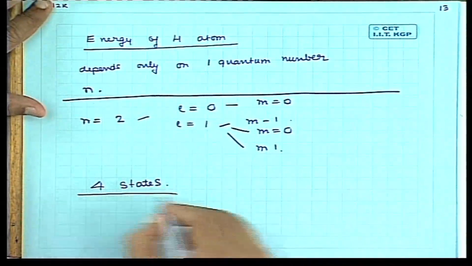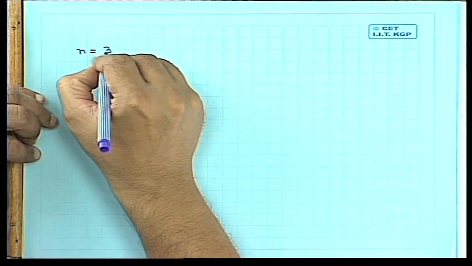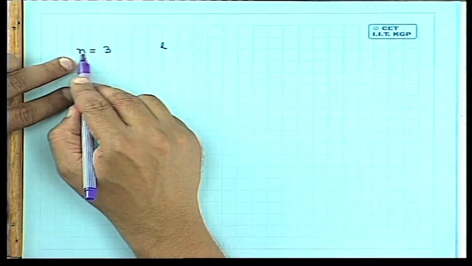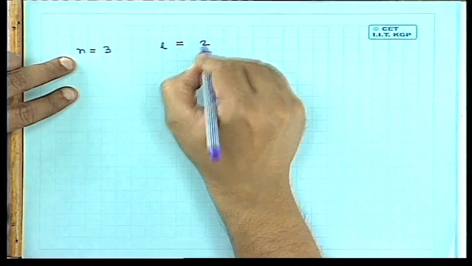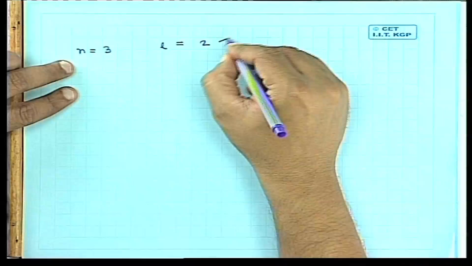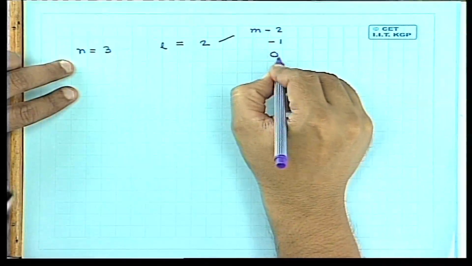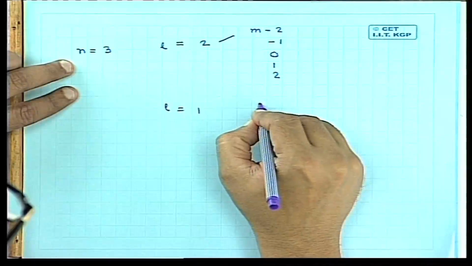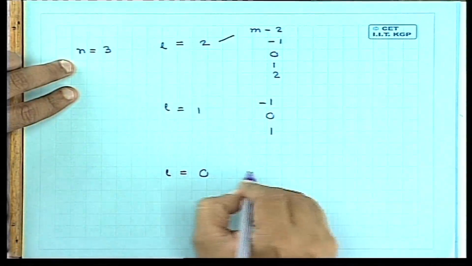Similarly, if n is equal to 3, let me just enumerate a few of them to make things clear. If n is equal to 3, what are the possibilities? L has to be less than this n over here. So, L could be equal to 2. This has m equal to minus 2, minus 1, 0, 1, 2, and then you could have L equal to 1, which has minus 1, 0, 1, and you could have L equal to 0, which has only 0.